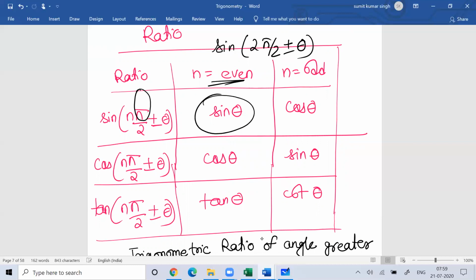So whenever n is even, sine will remain as sine. While if n is odd, then sine will become cos. Same goes with other angles.